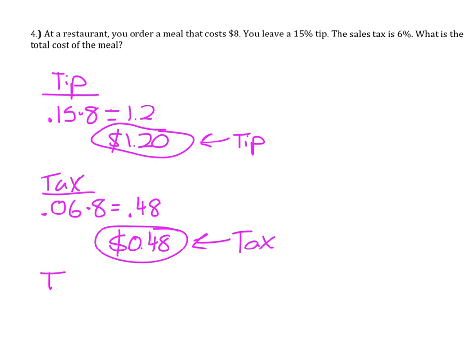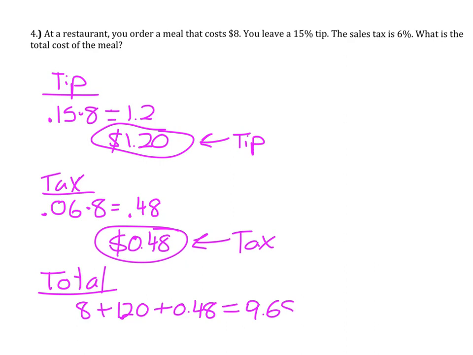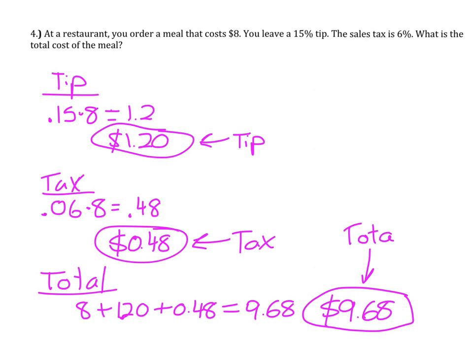And then to get the total, all we have to do is take what we started with, $8, add the tip, 1.20, plus 0.48, which is the tax. And once we add all that up, we get 9.68. So our total bill is $9.68. And that is what we're going to pay for our meal.